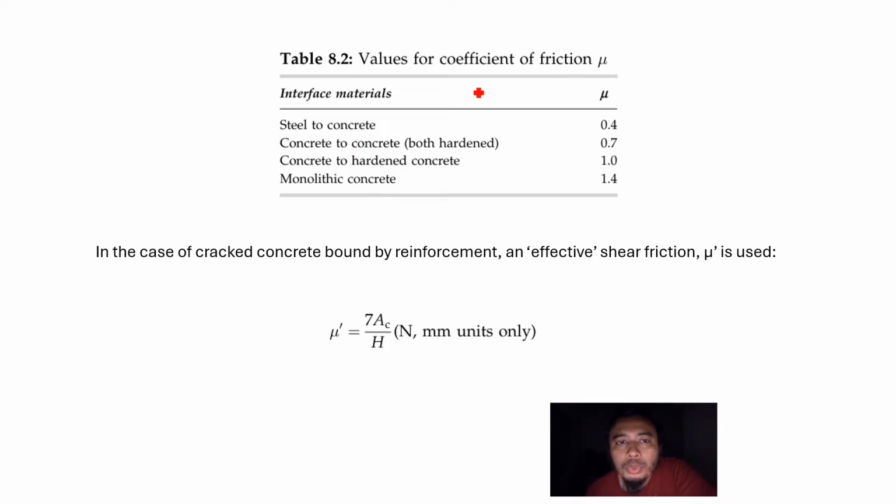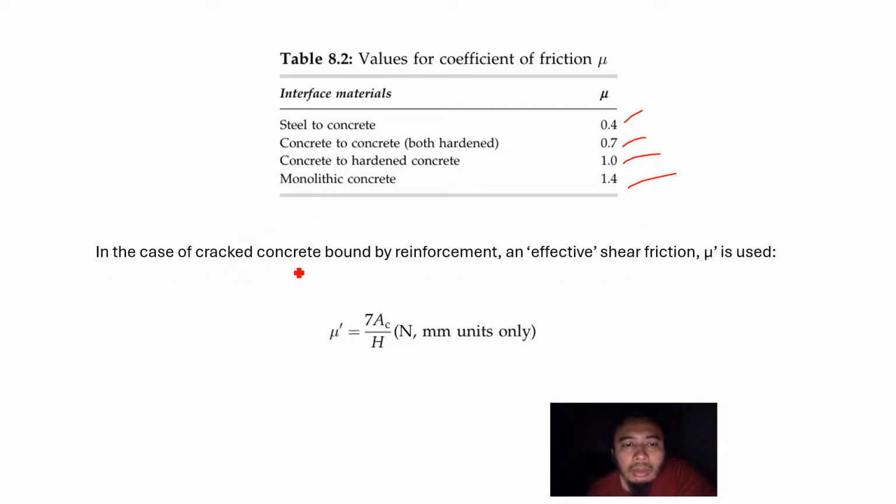For mu, the coefficient of friction, steel to concrete is 0.4, concrete to concrete is 0.7, concrete to hardened concrete is 1.0, and then monolithic concrete is 1.4. Discussing monolithic, we discuss in situ.